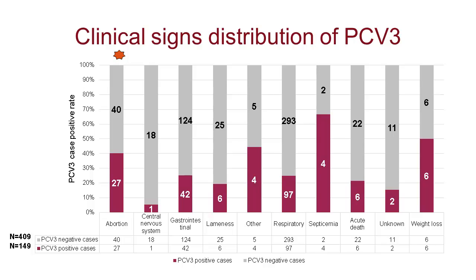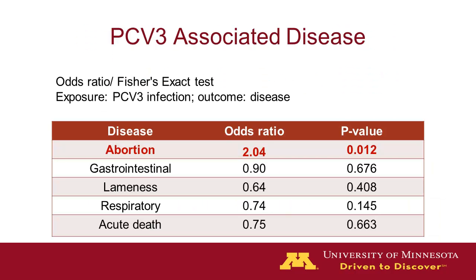We also did a statistical analysis to try to figure out any association between PCV3 infection and clinical signs. And here's our data. We look at the odds ratio for abortions. The odds ratio is 2.4, and it is also statistically significant for abortions.